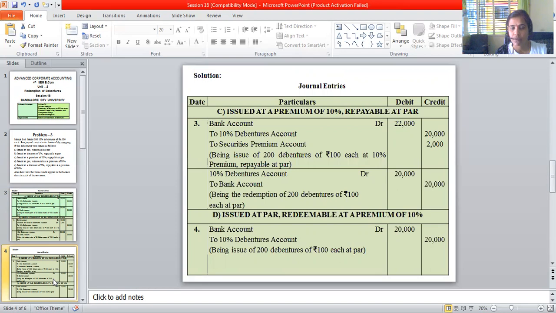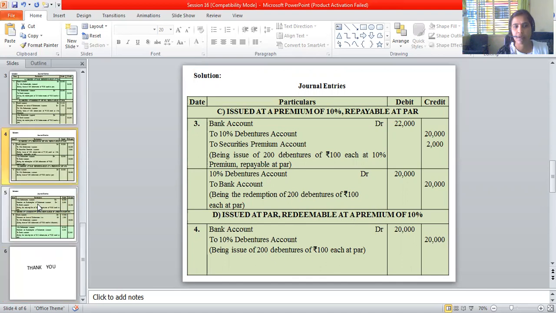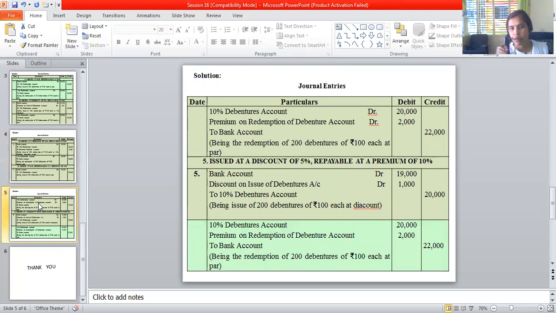So the fourth journal transaction is issued at par. So when you issue the debentures at par, we don't have any issues in here. So bank account is debited with the nominal value, to 10% debentures account with 20,000. So you are redeeming the debentures at a premium of 10%, right? So what we do is 10% debentures account debited 20,000. Premium on redemption of debentures account is debited with 2,000 to bank account. So your total payment done by the company is 22,000. So that is the amount that the bank account is credited with.